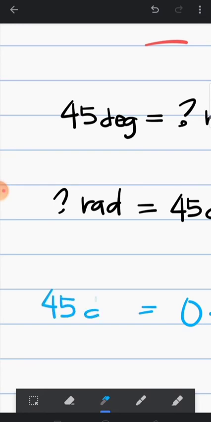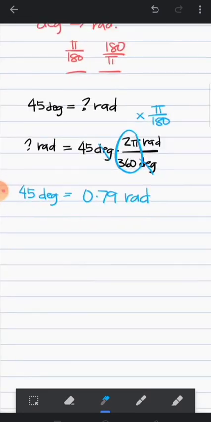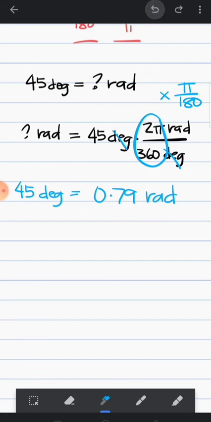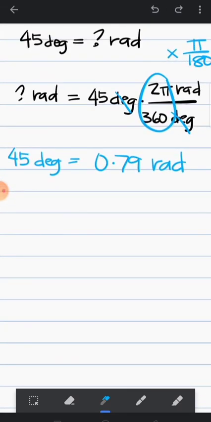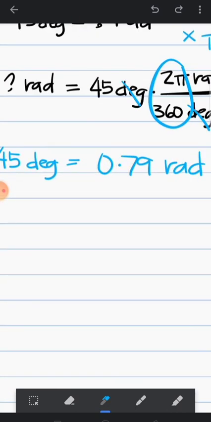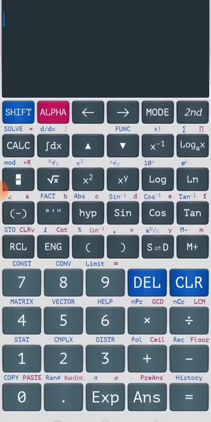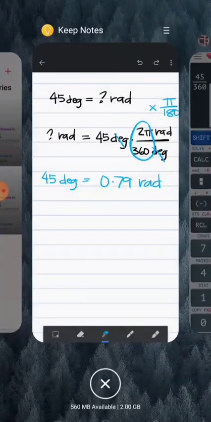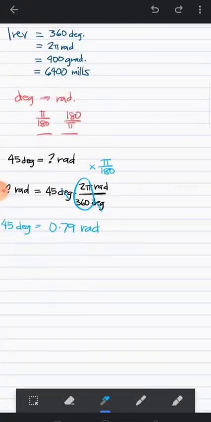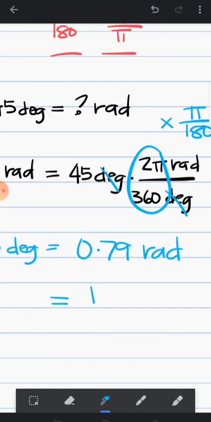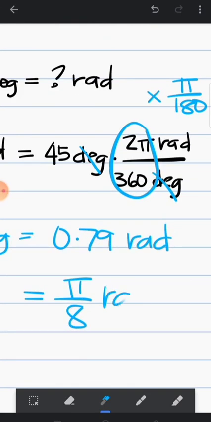Or if you don't have a calculator, or you don't want the answer to be in decimal form, what's 45 in terms of 360? 45 divided by 360, if we simplify that, would be 1 over 8. So 45 degrees is equal to pi over 8 radians.